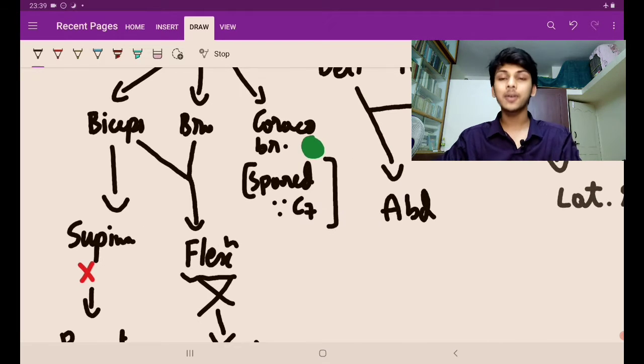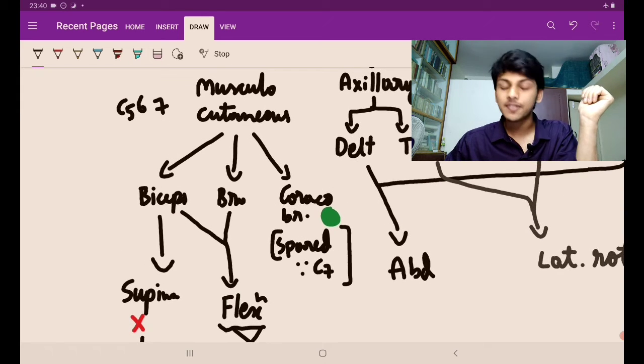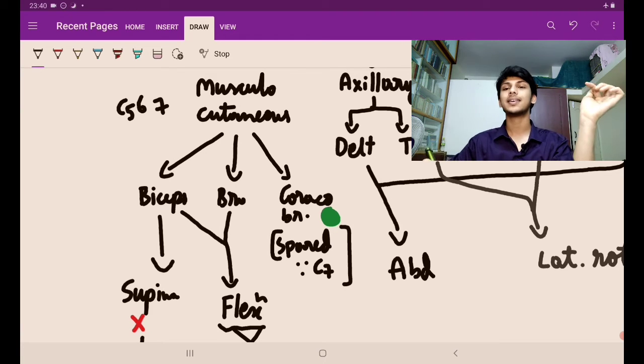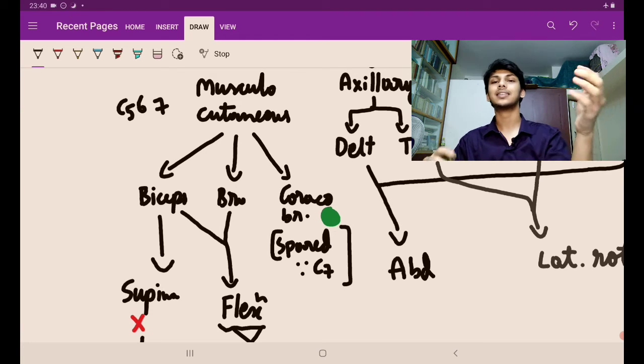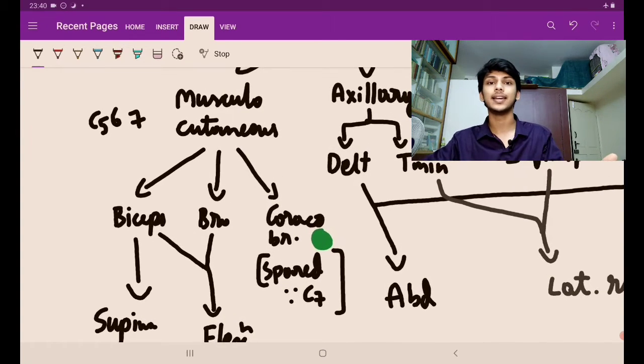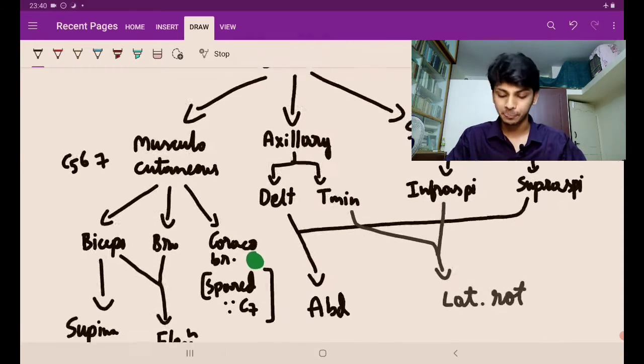Then there is the coracobrachialis, an interesting muscle. It was C5, C6, C7, but which ones got damaged? C5, C6. But the coracobrachialis is a favorite of C7, so C7 favors more of its supply to the coracobrachialis. So if C5, C6 are damaged, C7 will be spared, and the coracobrachialis will be spared. It is also a weak flexor of the shoulder joint.